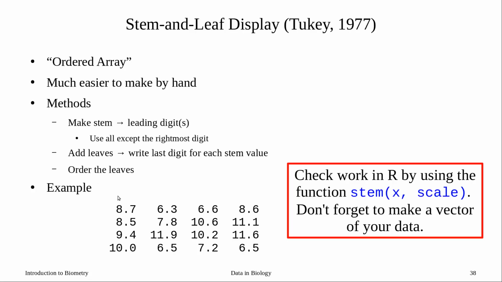So it's an ordered array. First we make the stem, and that's our leading digit, and we put them in order. Then we look at the next value, and these are going to be the leaves. We put the leaves with each of the stems. And then once we're done, we order the leaves. And that gives us our ordered array. So for example, I'm going to show you how to make a stem and leaf diagram using these data.